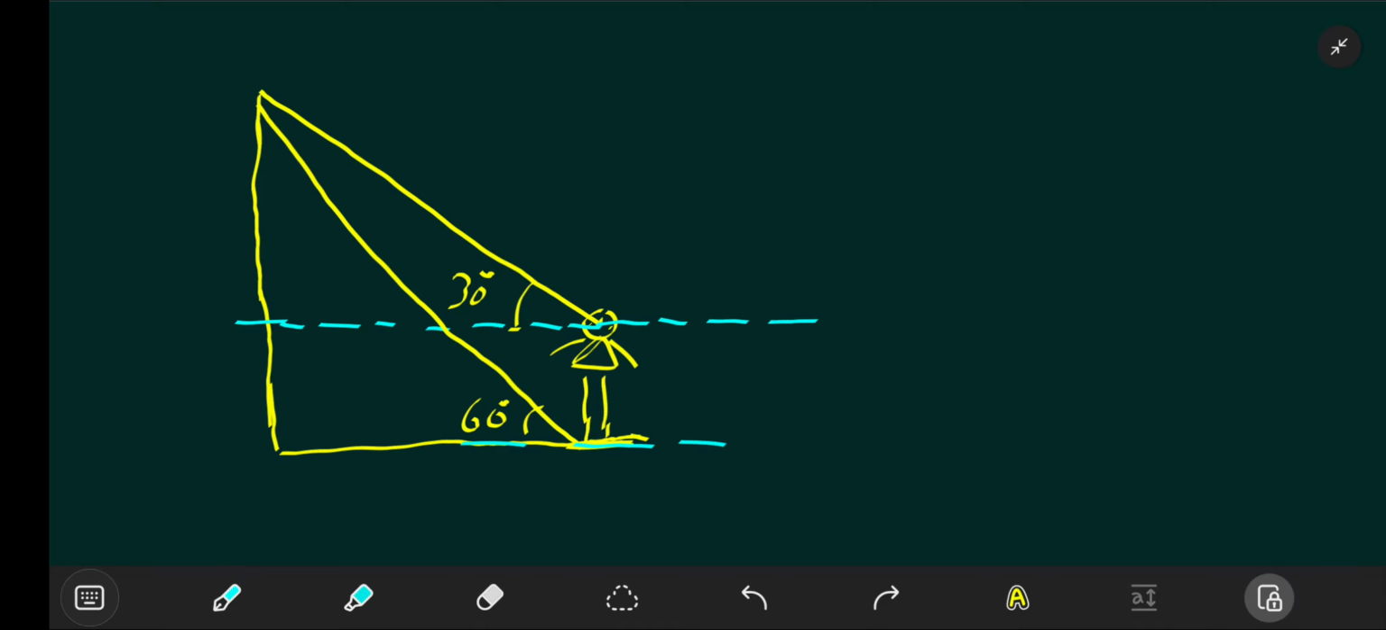Now the man's height is 6 feet. The man's height is 6 feet.